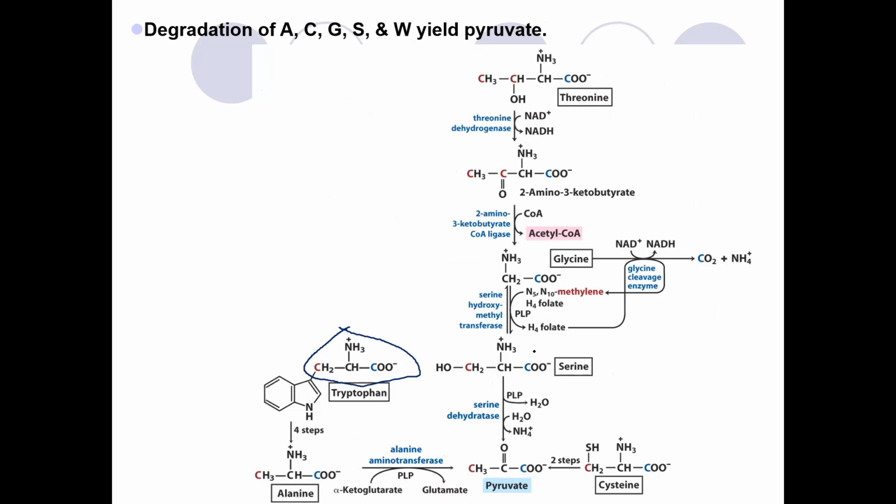Serine, as we said before, can go straight to pyruvate. Cysteine, in 2 steps, can go to pyruvate. So with serine, there's an enzyme called serine dehydratase. It dehydrates serine. It deaminates serine. And that yields pyruvate.